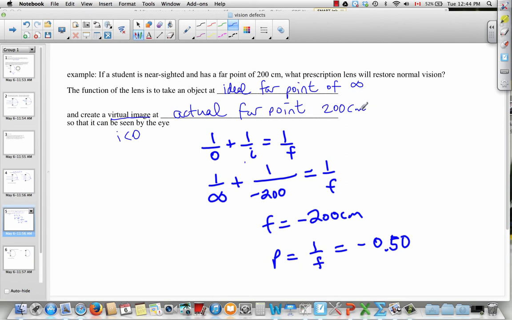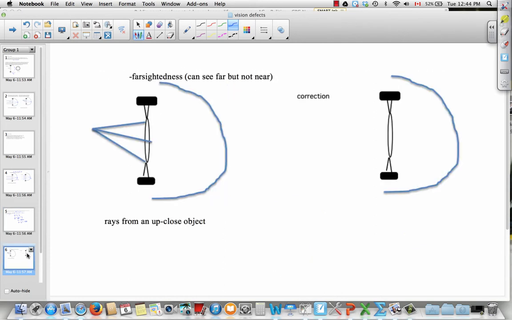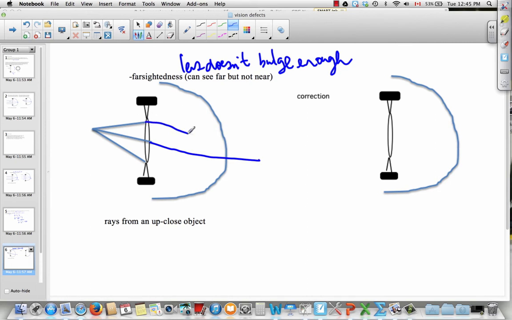And so now a distant object, the lens puts it where your eye can see it, and you will see it clearly. Another common vision defect is farsightedness. That's where you can see far but not near. The reason you can't see near is that your lens doesn't bulge enough. It remains flat. So then when you've got an in-close object and you need lots of focusing power, you don't get it. You don't get enough bending so that the rays of light create, say, an image here behind the retina, and here on the surface of the retina, it's all spread out and blurry. It's not nice and tightly focused.